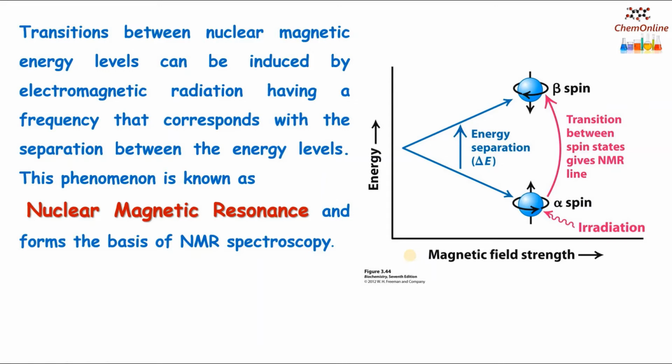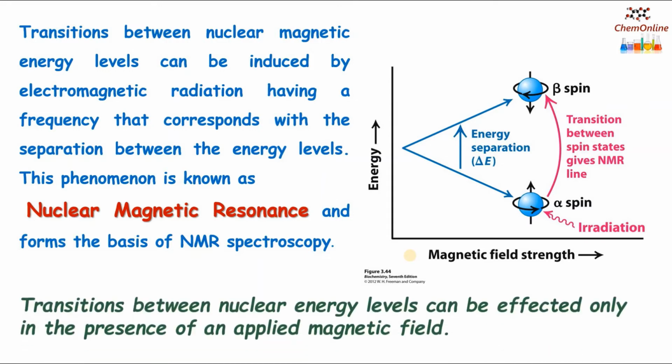In all other spectroscopies, like rotational, vibrational and electronic, the transition between the corresponding energy levels occurs by the interaction of the molecule with the electromagnetic radiation. But in NMR, the transition between the nuclear spin states can be effected only in the presence of an applied magnetic field.